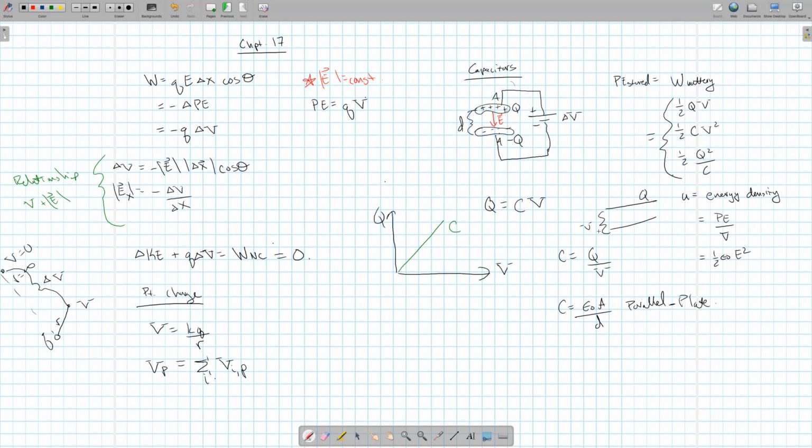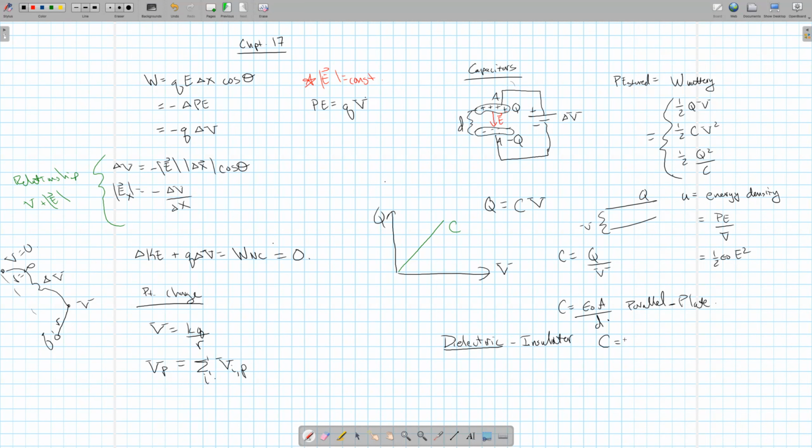And again, if I want to change the capacitance of a capacitor, I have to change its geometry. I either have to change the area or I have to change the distance. But an alternative way that we can change the capacitance is to use what's known as a dielectric. A dielectric is simply an insulator, which is put inside of a capacitor to increase the capacitance of the capacitor.